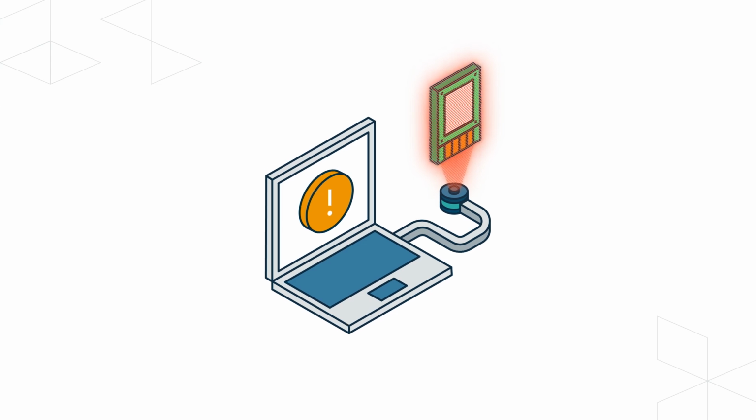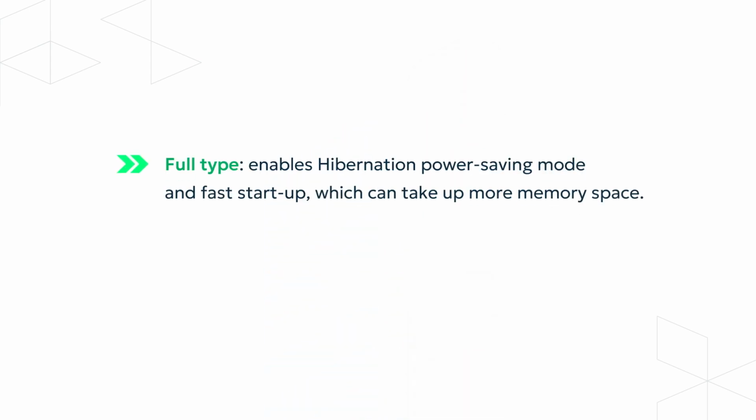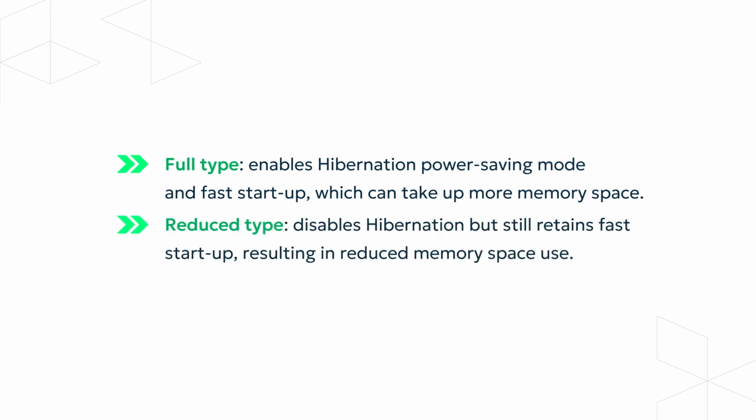What do these mean? Full type enables hibernation power saving mode and fast startup, which can take up more memory space. Reduced type, meanwhile, disables hibernation but still retains fast startup, resulting in reduced memory space use.